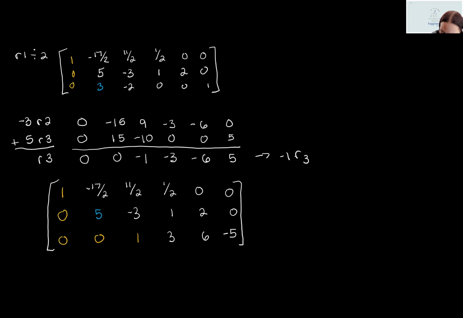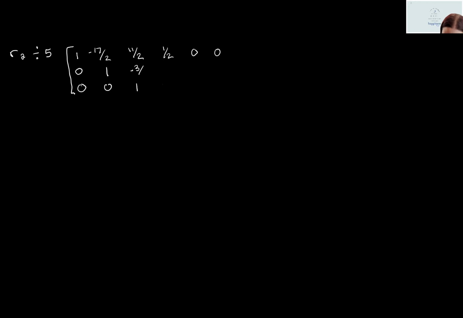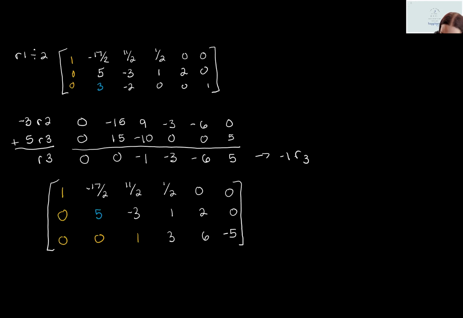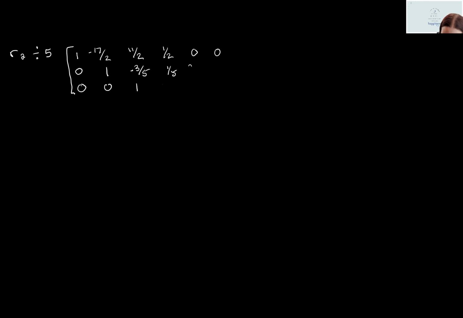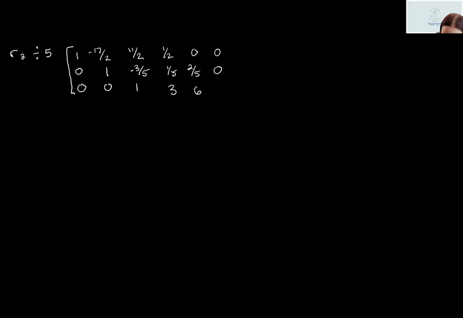So I'm taking row 2, I'm dividing it by 5. And my first row is staying the same. It's a lot easier when you don't have to switch slides like I am. Okay, I know those are 0, 0, 1. So that's going to be a 1. -3 divided by 5, so that's a -3/5. 1 divided by 5 and 2 divided by 5. And then 3, 6, -5.